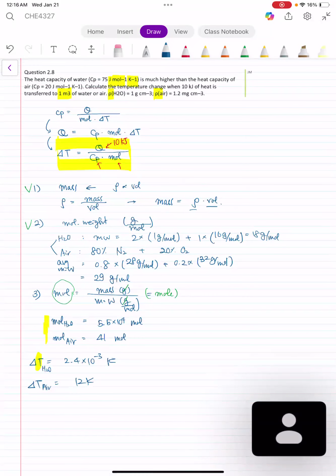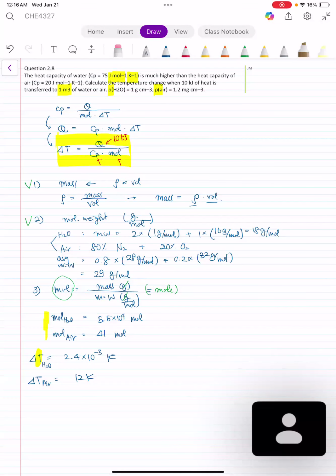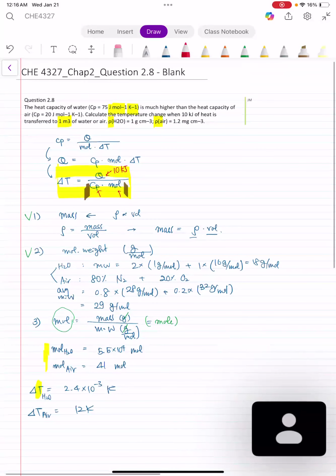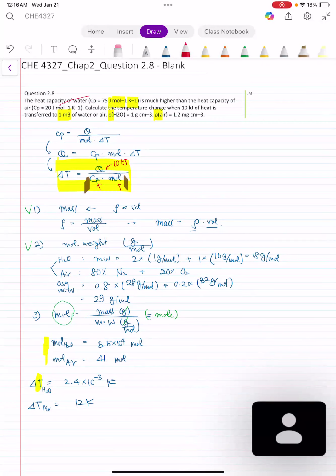This is not surprising. If you come back here and look at the equation, delta T is going to be less for a substance that has a higher Cp and also for higher moles. It turns out in this question, the Cp of water is about 4 times higher than that of the air, and the moles of water is about 1,000 times that of the air. Therefore, you expect the delta T of the water to be 4,000 times less than the delta T of the air.